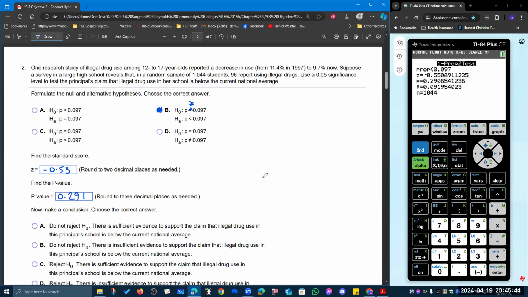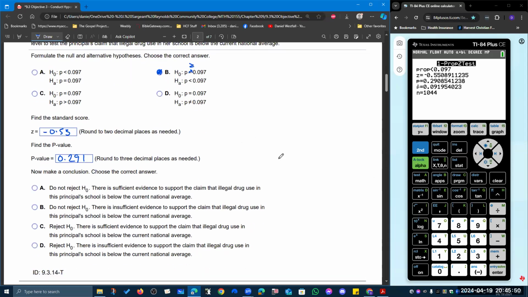And because our p-value is greater than alpha, we are going to fail to reject H naught, and there's insufficient evidence to support the claim that the principal's school has a lower than average use, that it's below the national average. So we are going to fail to reject H naught. There is insufficient evidence to support the claim.